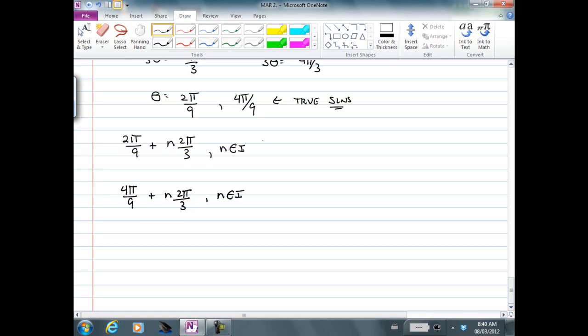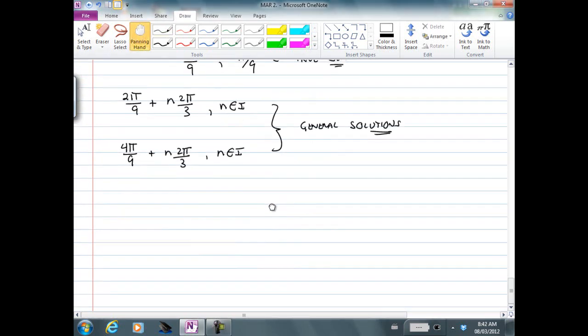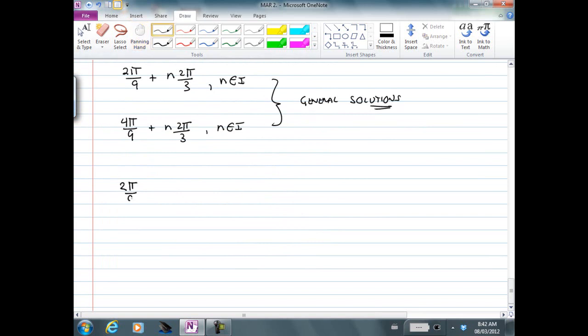Guys, gals, these are called your general solution. Now you have to find all solutions, and you can probably predict how many solutions there are. 6. So to find all solutions, we start with 2 pi by 9 plus 2 pi by 3. Now, a lot of students will ask me, what's the maximum you can have? Your max is 2 pi. But if I look at 2 pi by 9, to find the maximum numerator, you take the 9 times 2, and that gives you 18 pi by 9. This is called your max. You cannot have anything more than 18 pi by 9.